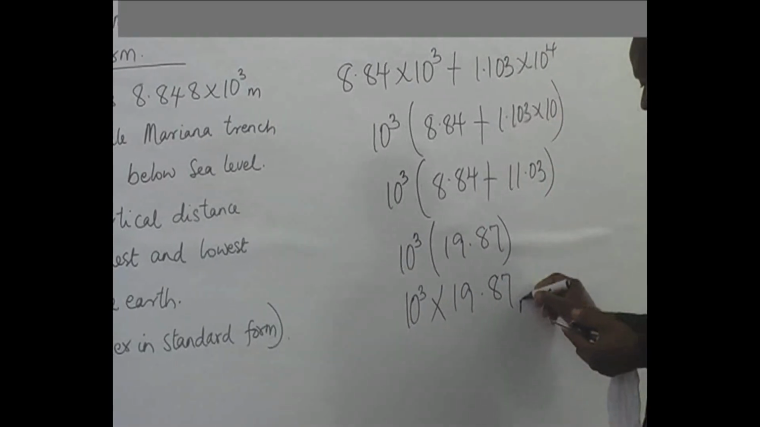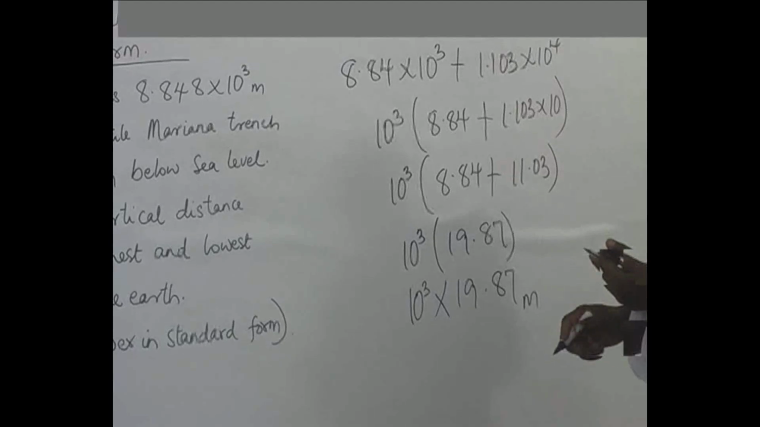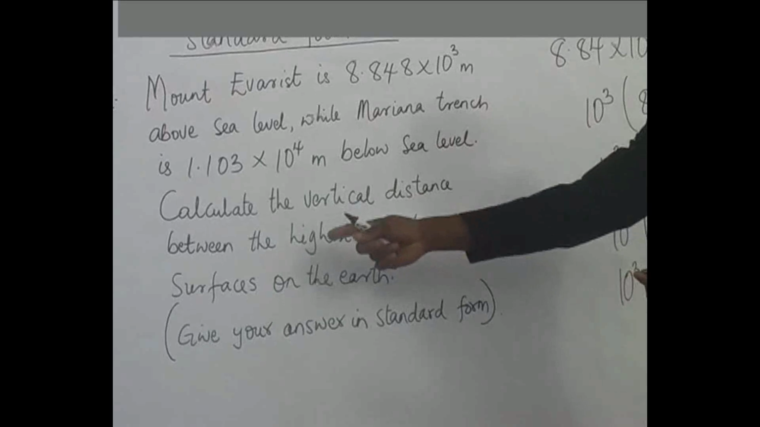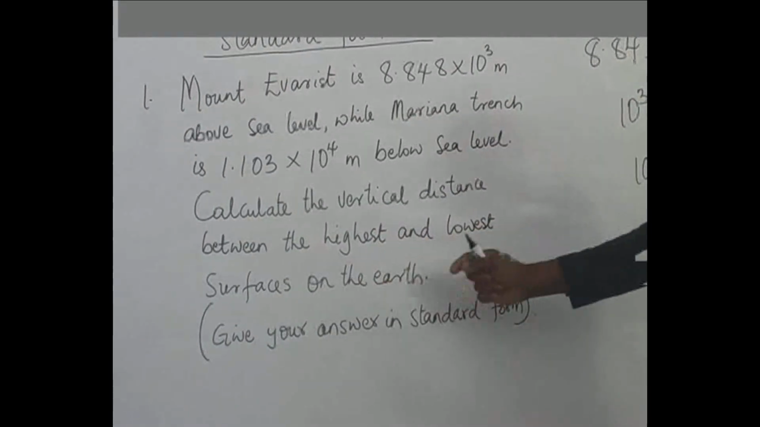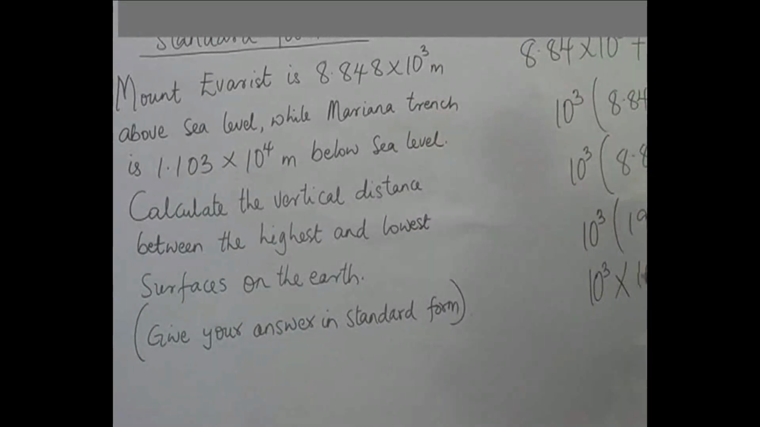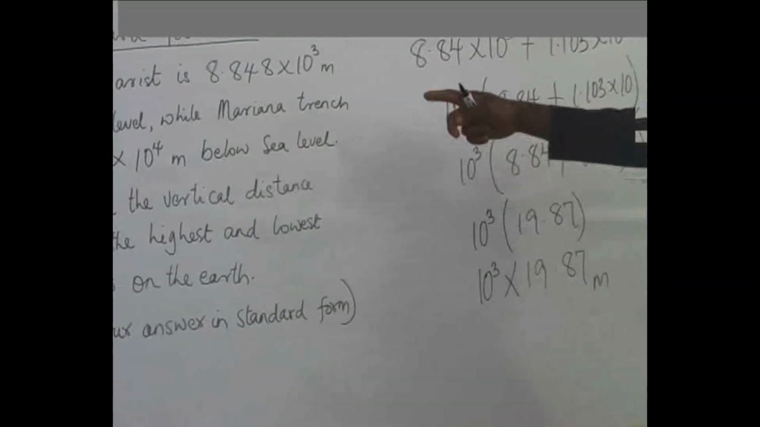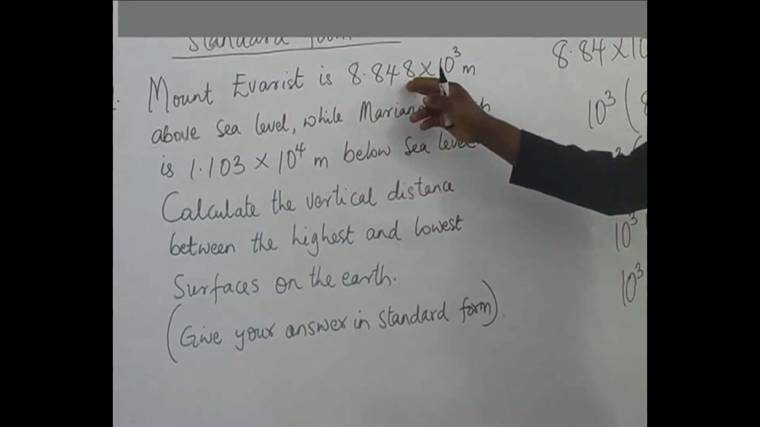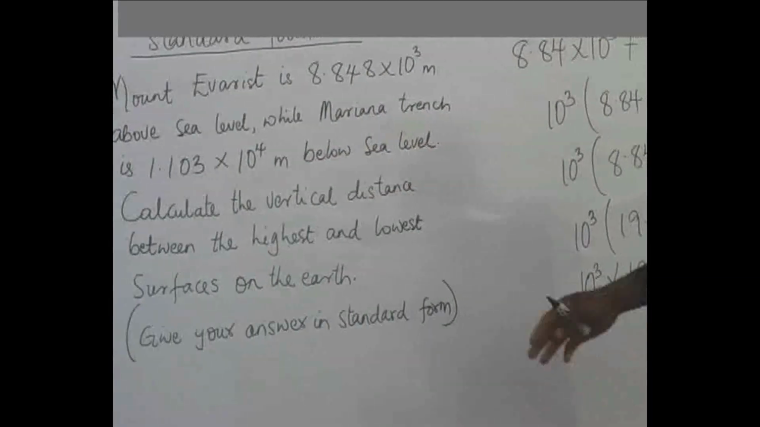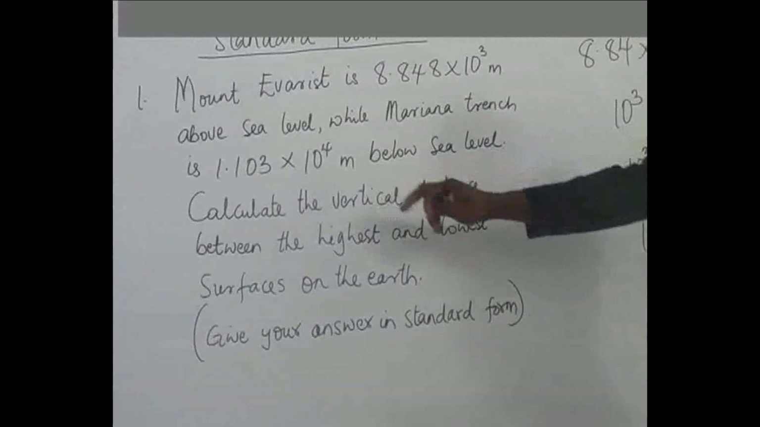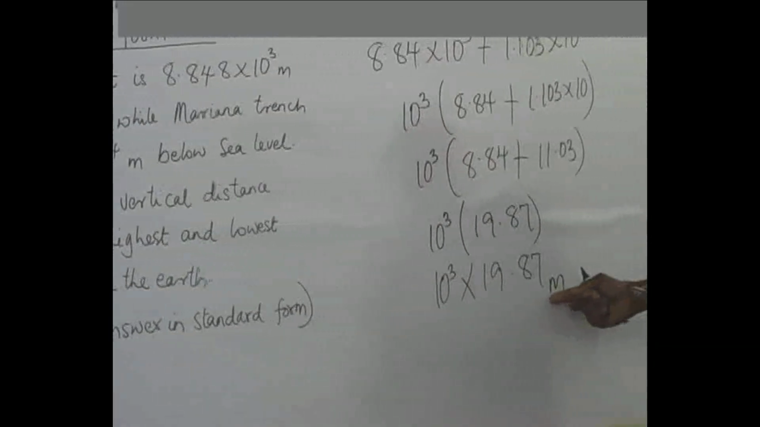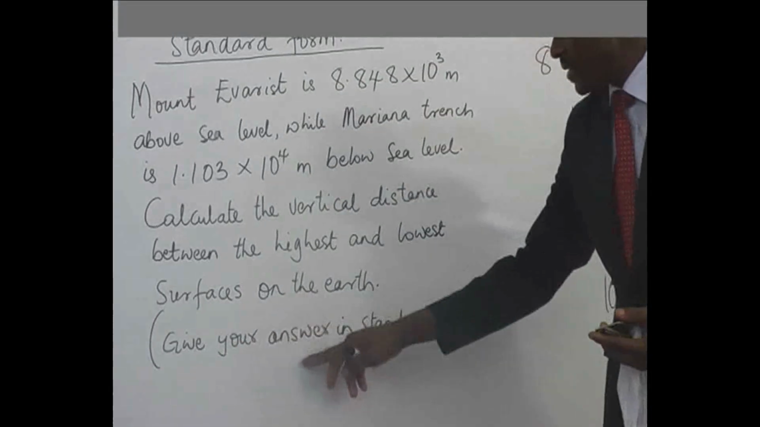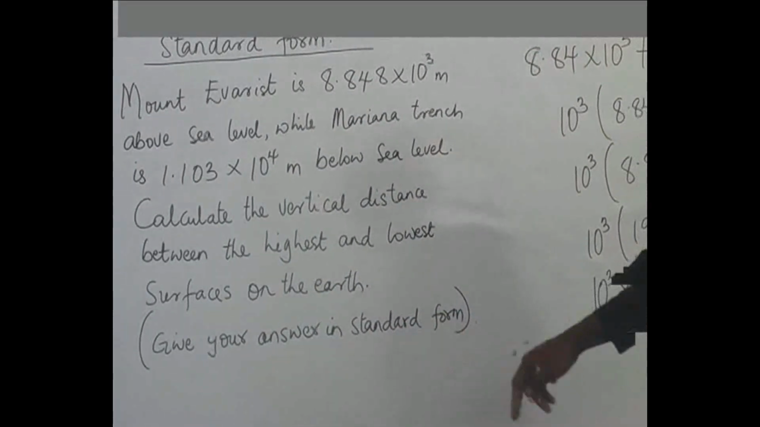That is meters now. Remember, you are asked to calculate the vertical distance between the highest and the lowest surface on the earth. Vertical distance is in meters, because each of those heights and depths of Everest and Mariana Trench were given in meters. So therefore, the answer you are going to have will be in meters. And remember that you are told to give your answer in standard form.